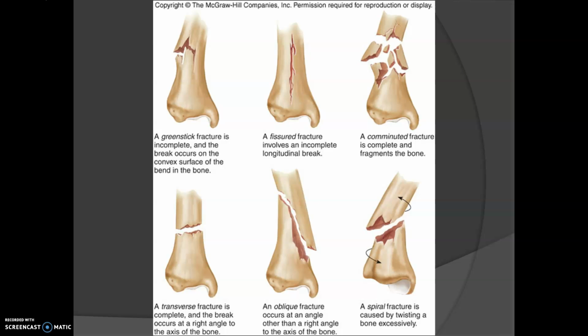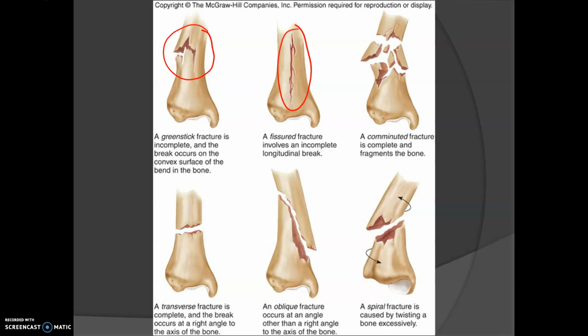So if we look at a couple different fractures here, we have greenstick, which is an incomplete break of our bone. So we can see here on this bone that we only have a partial break, and it occurs on this convex surface. It kind of is a bend of the bone or a break in that kind of way. If we look at our next one, we see a fissure fracture. This is a longitudinal, so up and down, break of our bone. This break doesn't really go fully through. This is what you might call a stress fracture as well, where it's not a full break of the bone in any way.